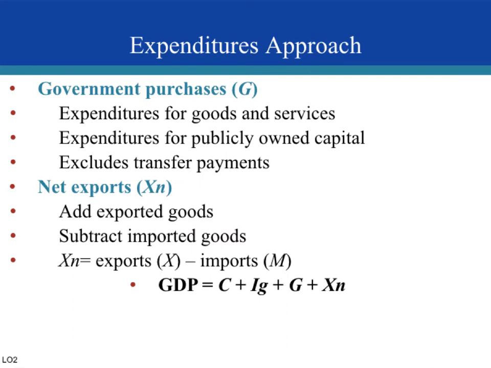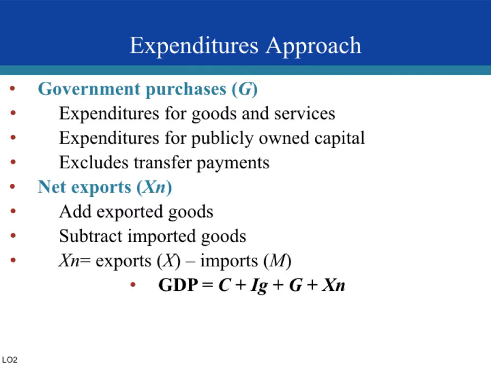The other category is government purchases. This is the amount that government spends for goods and services, and also for publicly owned capital. So if the government buys land for a new school, that's under government purchases. Government buys desks for the new school, that's under government purchases, etc. This does not include, again, transfer payments, for example, Social Security payments and welfare. Once again, it's a transfer of income from one person to another.